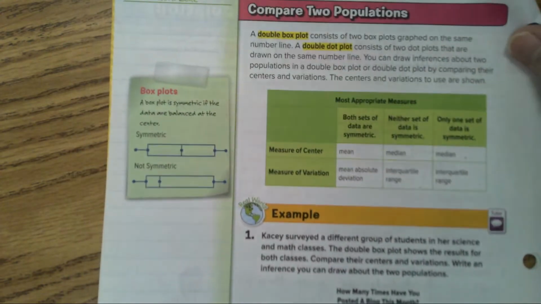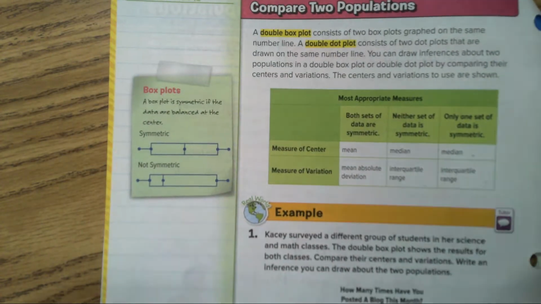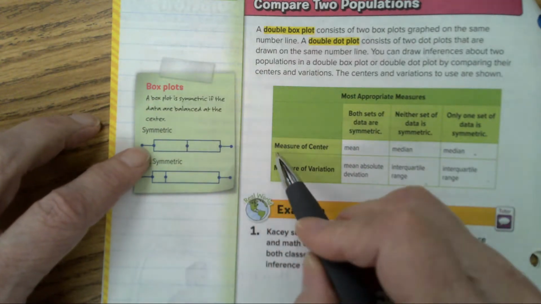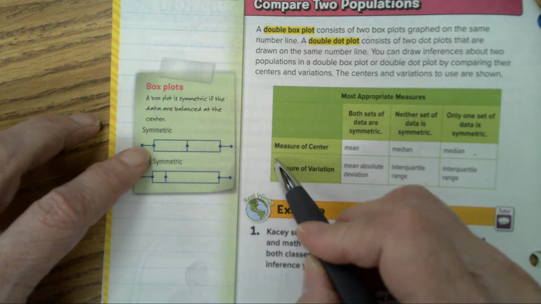Yes, Mitchell. No, but notice how they are the same. Like this one, they're both the same. Now, if this whisker was really long, then it would not be symmetrical.